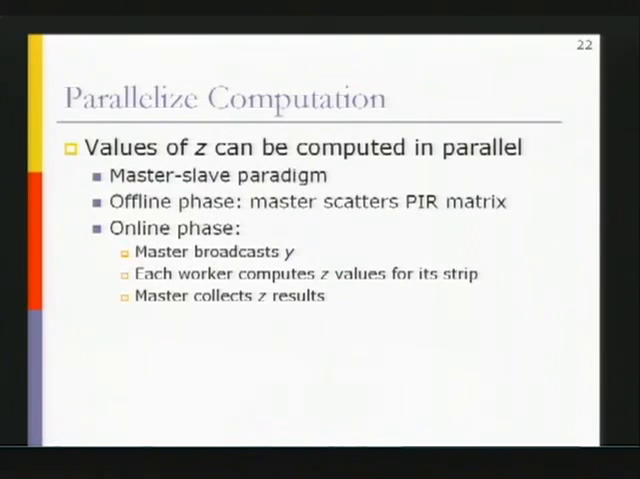In an offline phase, the master will scatter the PIR matrix in chunks of rows, and then at query time, the query is processed in parallel. And we will see again that the improvement is almost linear to the number of CPUs.